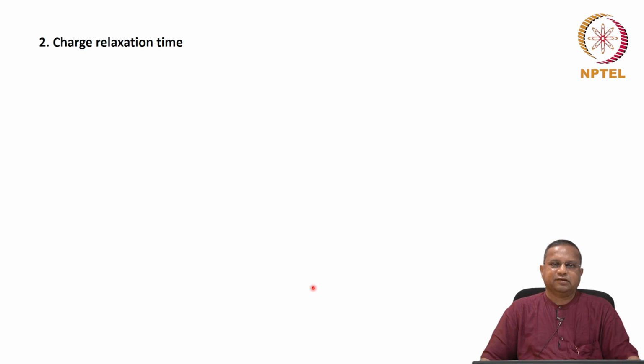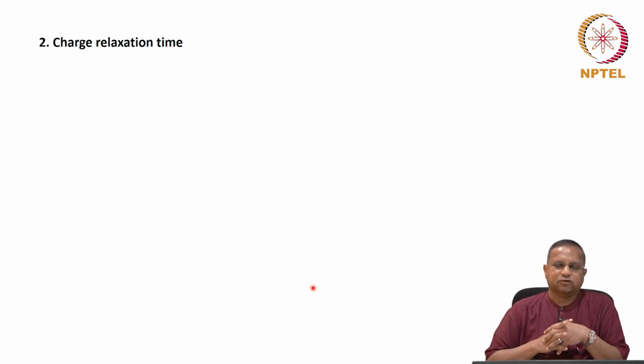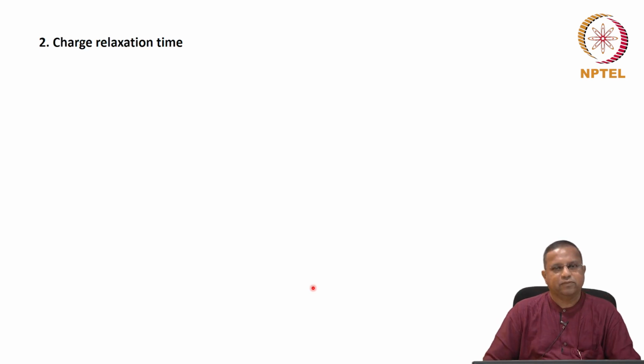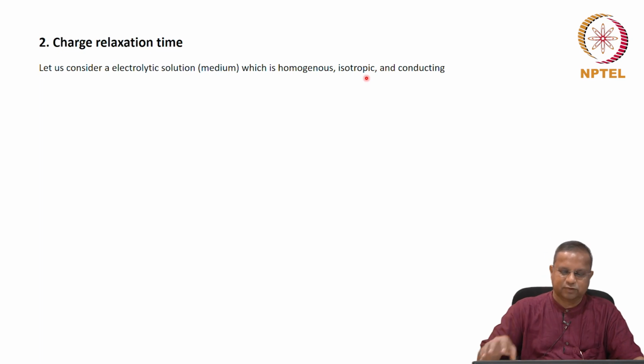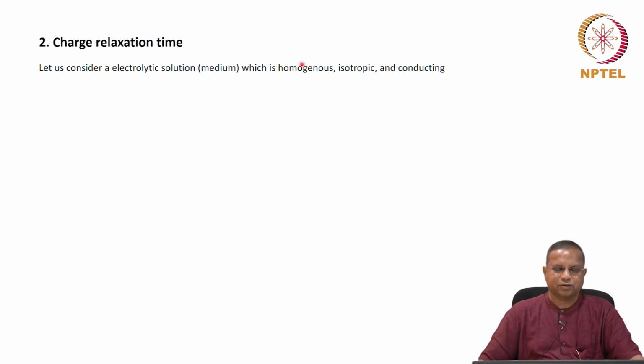The second is a totally different concept. It's called charge relaxation time. Let's spend some time on this. Let us consider an electrolytic solution, which could be a medium which is homogeneous, properties are the same, well mixed, isotropic, it doesn't change with direction, and conducting. So this is our electrolytic solution, the medium, which is homogeneous, isotropic, and conducting.